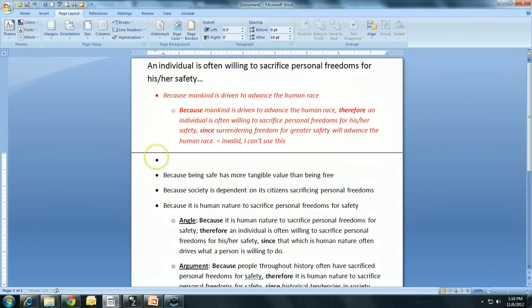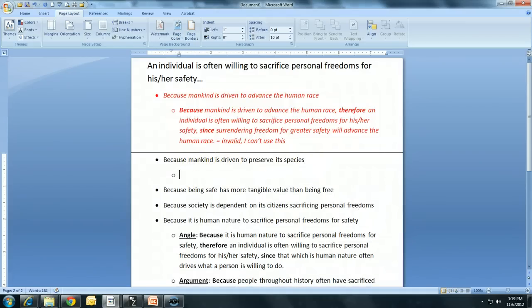Because mankind is driven to preserve its species. That's what I really meant by advancing the human race, but advancing the human race doesn't really work. A lot of people could argue that the human race is not advanced at all if everyone starts giving up personal freedoms. However, this is much more arguable. And to test it out, let's write another Toulmin model sentence.